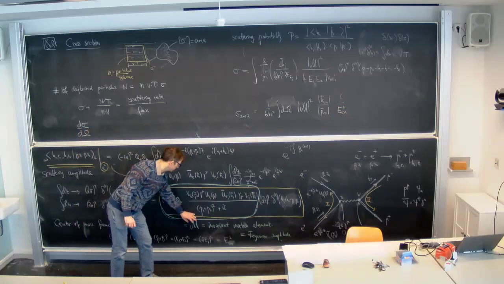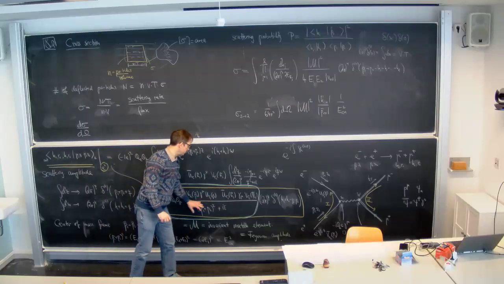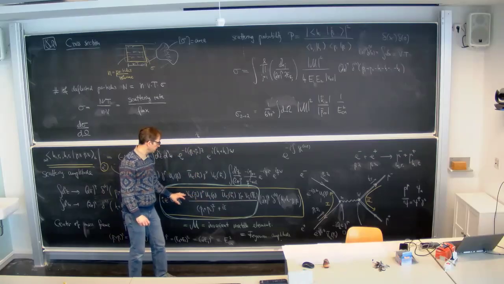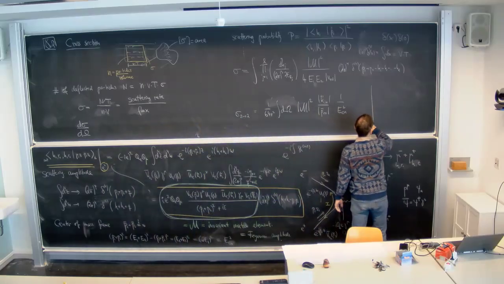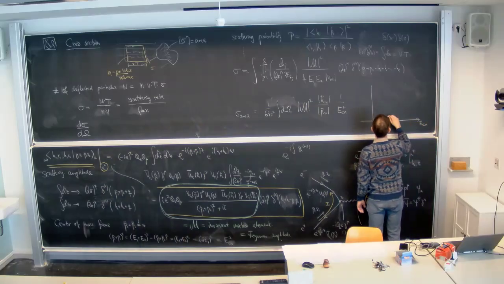We want to square this thing now. That makes it bigger again. Then we want to sum and average over the spins. That makes it smaller again. In fact, it makes it quite neat. And then you can write this thing down, and the answer is this.